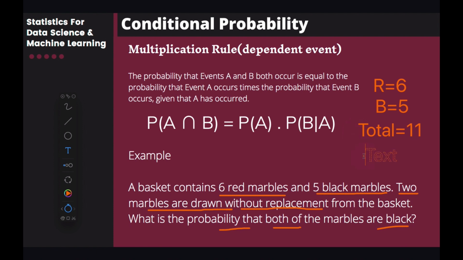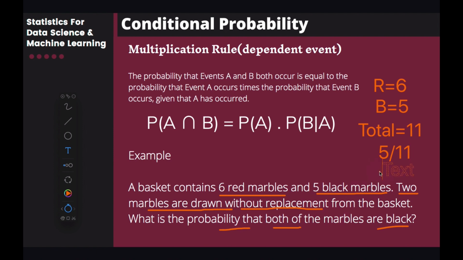Now we're going to pick a marble out of this bag. So we want both marbles to be black. Remember the total black marbles is 5, so that's going to be 5 out of 11. So we have 5 out of 11 choices to make to pick a black marble for the first time. When we pick the marble, we are not going to put it back.